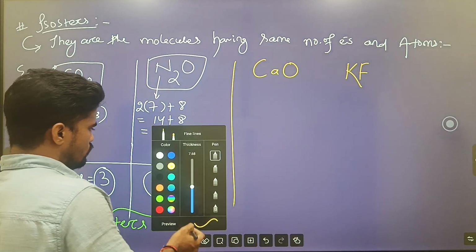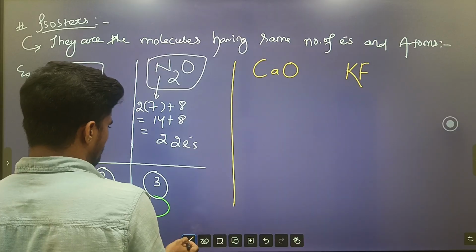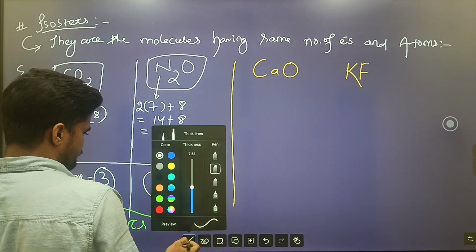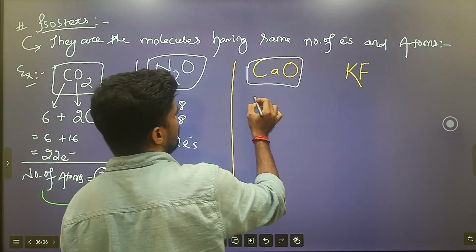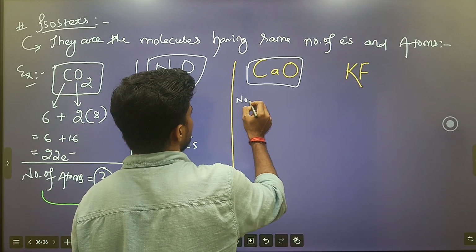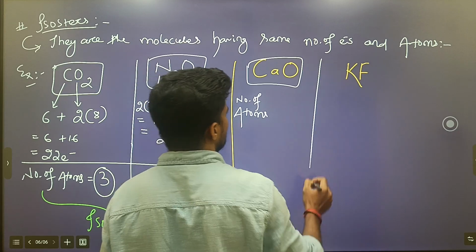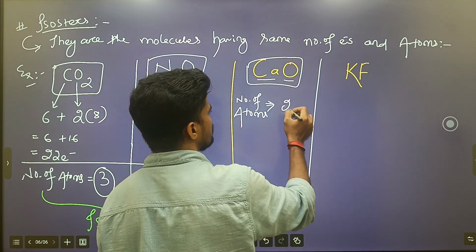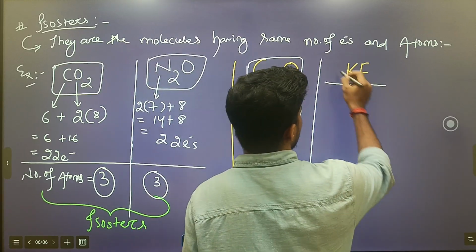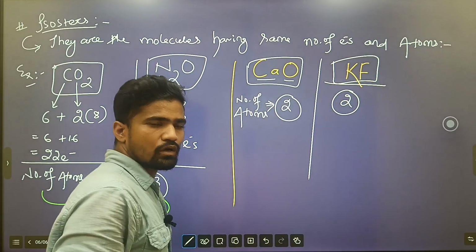Okay, so I hope you checked first in this video. See, in this case first we have to check the number of atoms in both the cases. Okay, so number of atoms: 1 calcium 1 oxygen, that means 2. In this case also the number of atoms is 2, 1 potassium 1 fluorine.